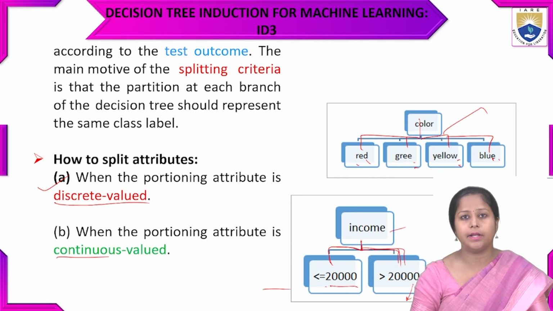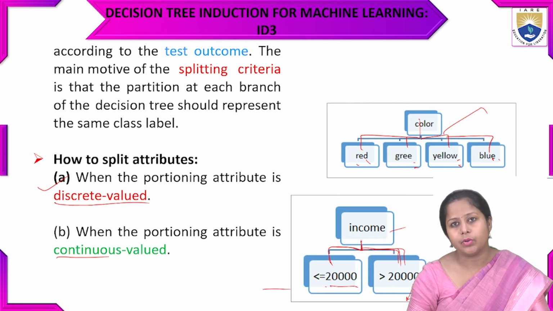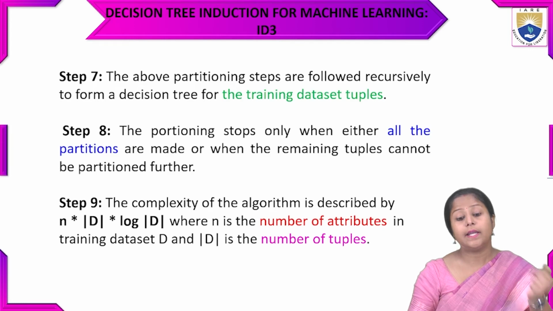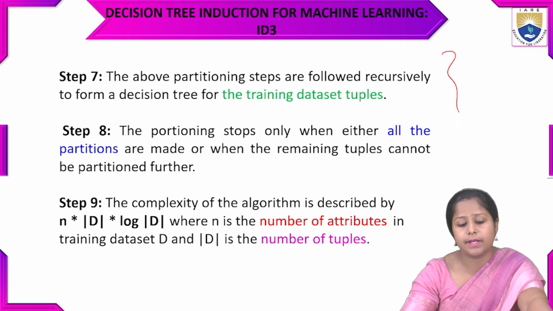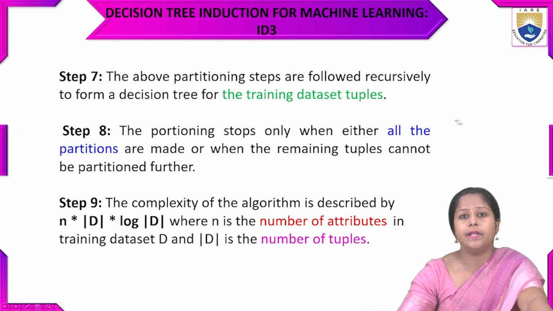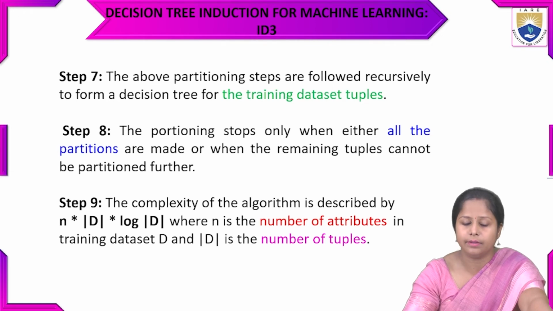So like this, the splitting criteria is taking place in this decision tree for the different attributes. In step 7, the partitioning steps will be followed recursively, iteratively, to form the decision tree for the training dataset tuples.